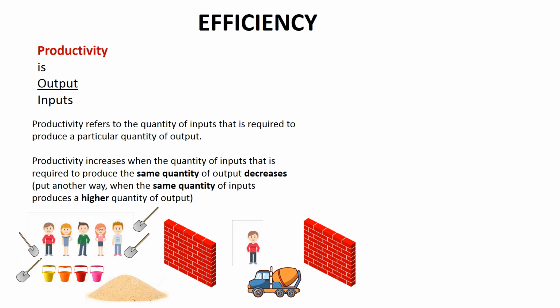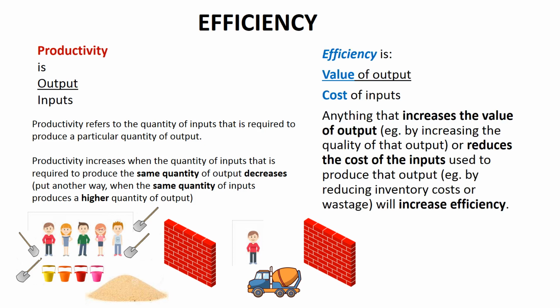Now there's a difference between productivity and efficiency. Efficiency is measured as the value of output divided by the cost of inputs. Can you see the difference between productivity and efficiency? Productivity compares the quantity of output with the quantity of inputs required to produce that output. On the other hand, efficiency compares the value of the output, that is, how much the output can be sold for, with the cost of the inputs used to produce that output.